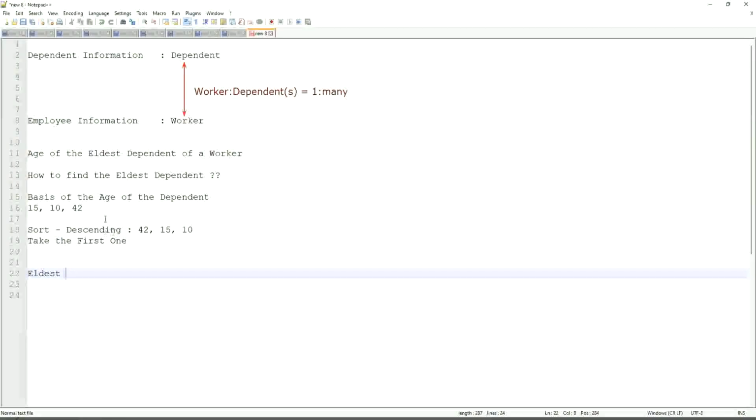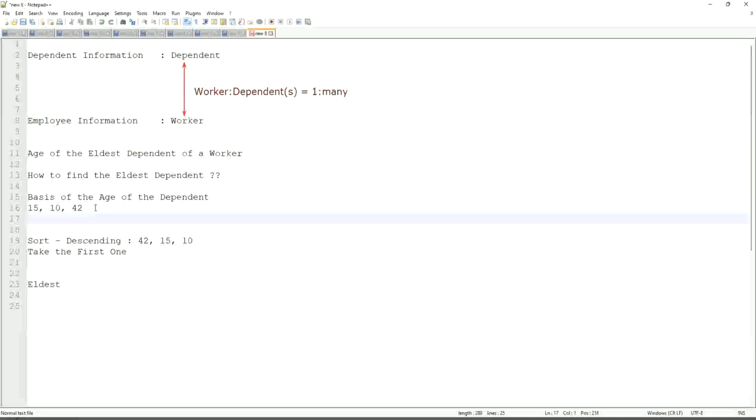If somebody has only one dependent, age 35, will our logic work in that case as well? We sort descending, so it will be 35. Take the first one: 35. Right, so our logic works. If there are multiple, even more.